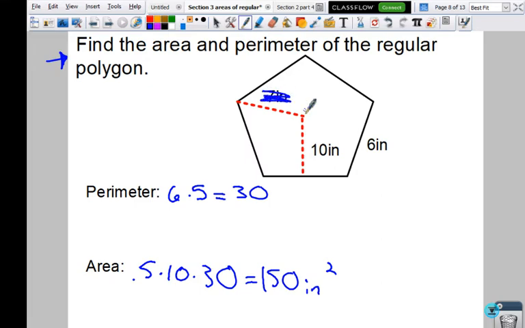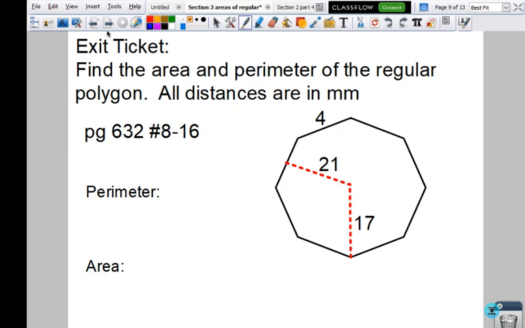Actually, tomorrow we'll need it, but not today. Alright, that's it. Your exit ticket is on the board. Someplace you got empty space, answer this problem, and I will turn on Socrative. Don't forget, up here in your directions, all distances are in millimeters, not units. Millimeters. Yep. And I will put your homework on Google Classroom in just a second.